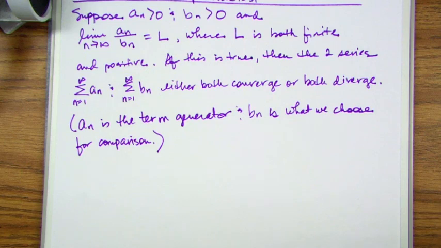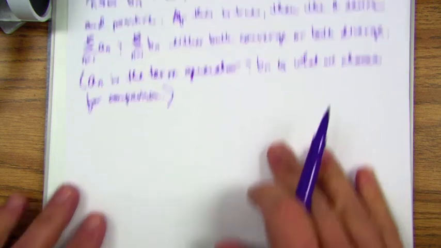So we're going to take the term generator, divide it by the function we want to compare it to, and take the limit as n goes to infinity. If we get a finite positive number and what we chose to compare it to converged, then what do I get to say about the original? It also converges. If what I chose to compare it to diverged, it will also diverge. And again, it's because you're comparing growth rates.